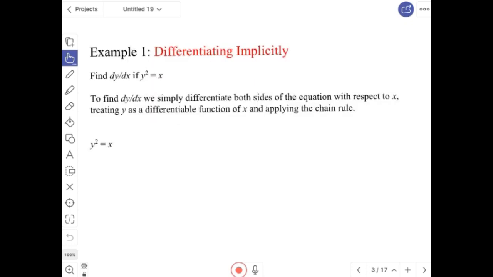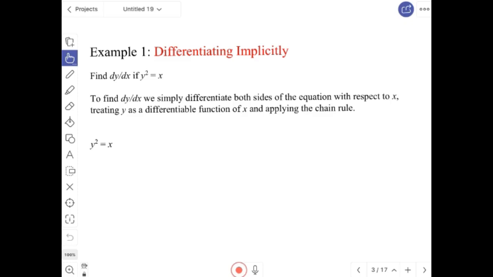Okay, so diving right into it, we want to find dy/dx if y squared is equal to x. Even a problem like this, we can use differentiation in order to solve. To find dy/dx, we simply differentiate both sides of the equation with respect to x. That's what that dy/dx is saying. We're taking the derivative of y with respect to x, so treating y as a differentiable function of x, and then applying the chain rule.